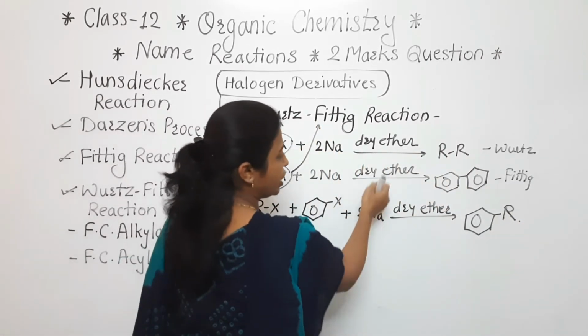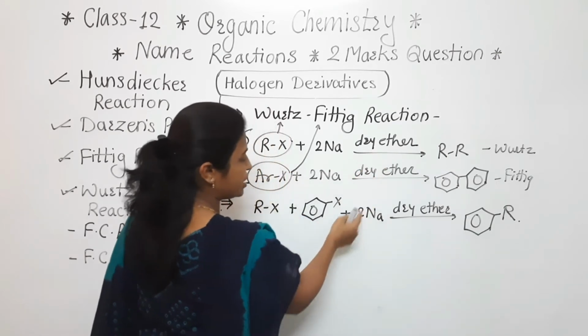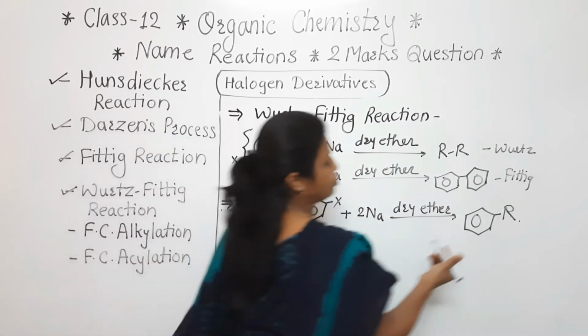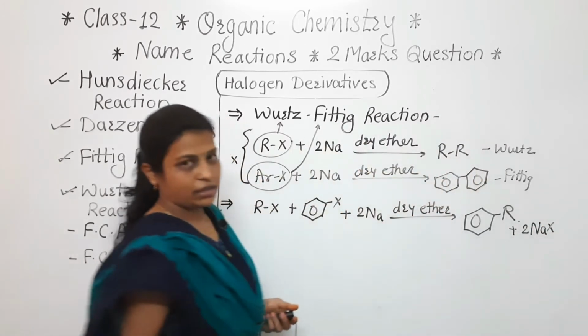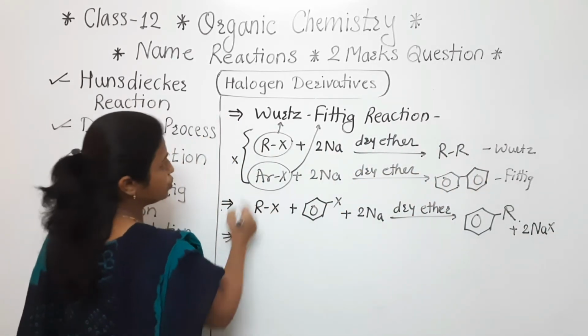Here in each and every reaction, in the Woods-Fittig reaction also, we are getting the side product, that is 2 moles of NaX. So what is the statement for this Woods-Fittig reaction?